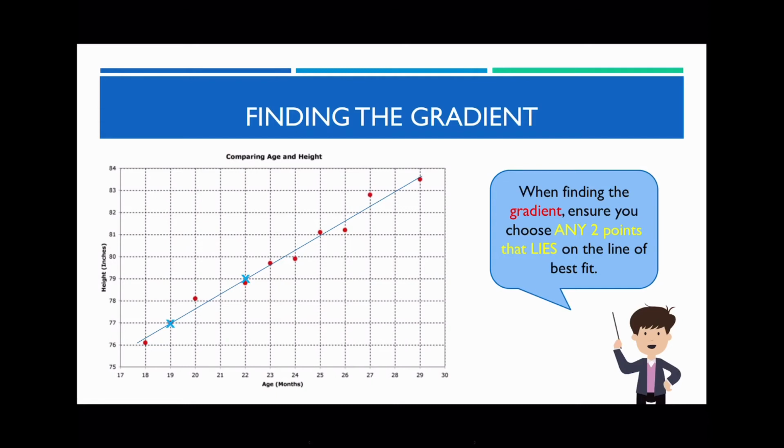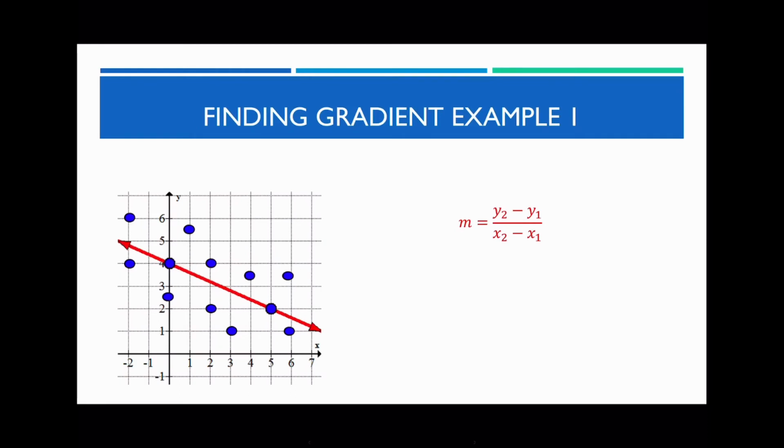So I'm going to go through two examples, guys. If I was to find the gradient for this particular line of best fit, I'm going to choose this coordinate over here, which is (0, 4), and this coordinate over here, which is (5, 2).